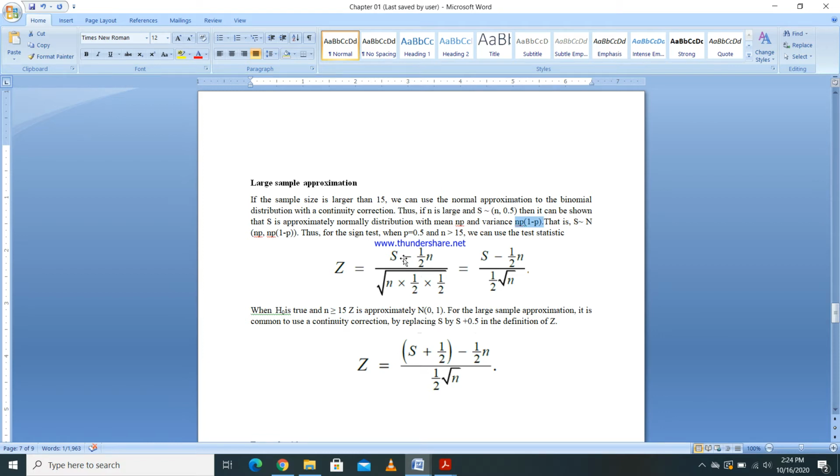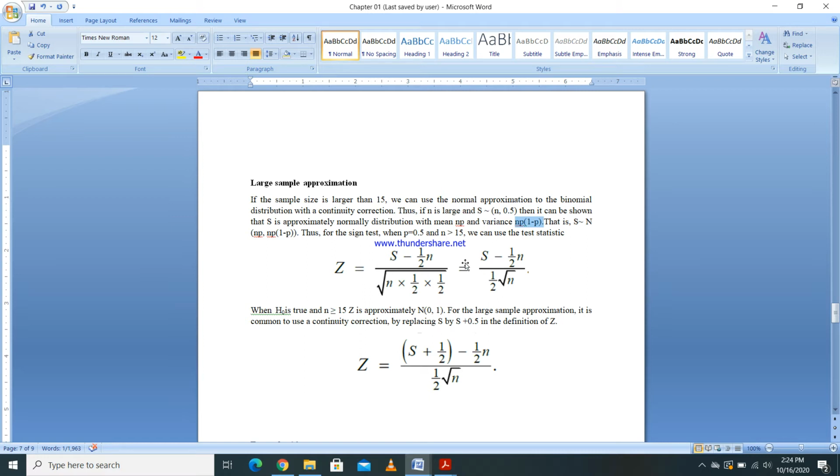So we have to subtract the mean, that is np. Since p is 0.5, you have n over 2 here, and then the standard deviation would be the square root of n times p times 1 minus p, where both p and 1 minus p are 0.5. If you simplify this, you have s minus n over 2 divided by 0.5 times the square root of n. This is the test statistic that we can use for the large sample approximation.